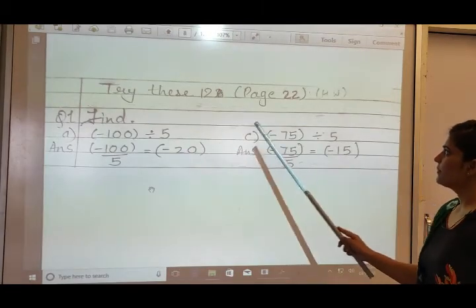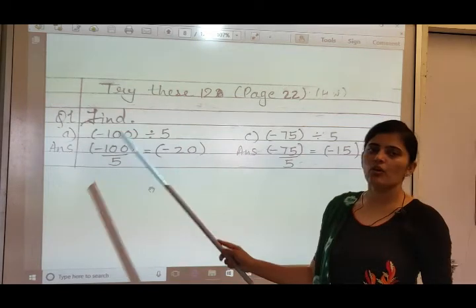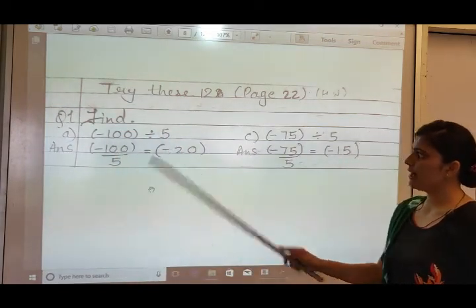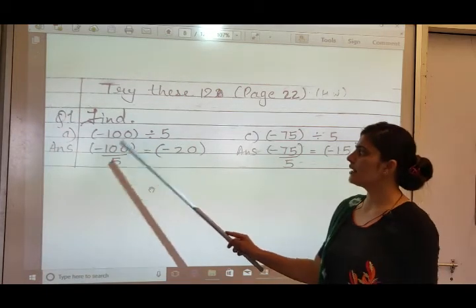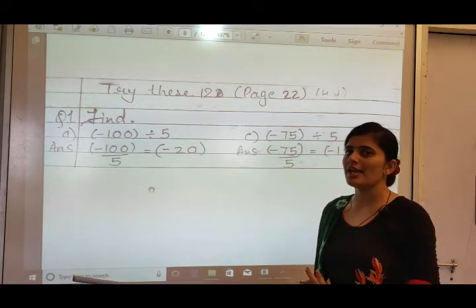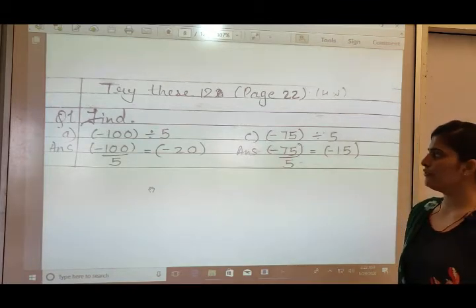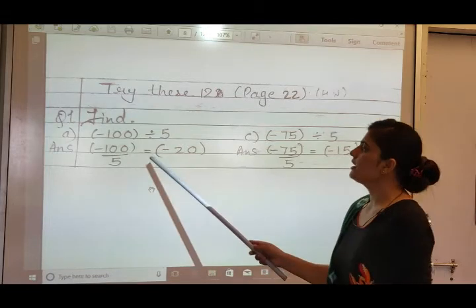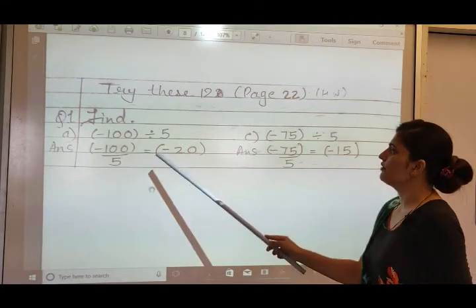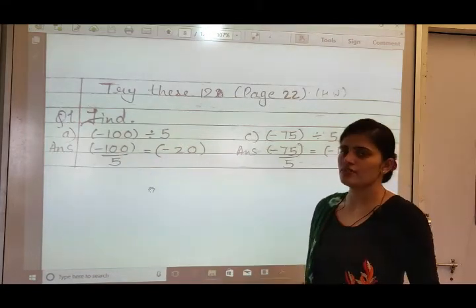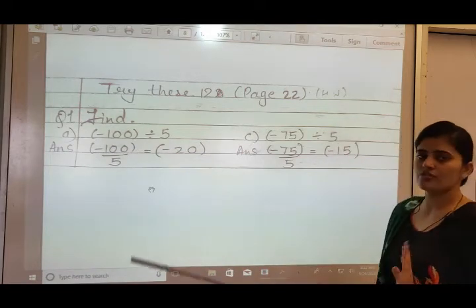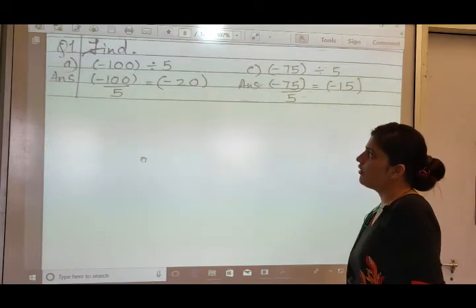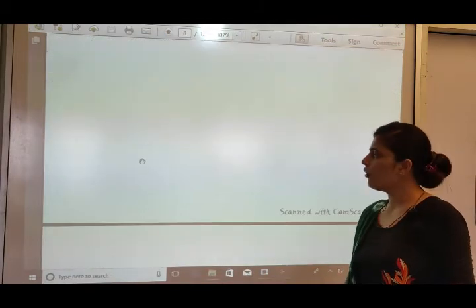Try this 12, page number 22. Question number 1.5. We have to find minus 100 divided by 5. Here you can see we can compare it with minus a divided by b, so the answer will be in the negative form. So the answer will be minus 100 divided by 5. 5 twenties are 100, so it will be equal to 20, and one negative sign you can see in the numerator. So the answer will also be negative. So it will be equal to minus 20. Now the other 4 are homework.